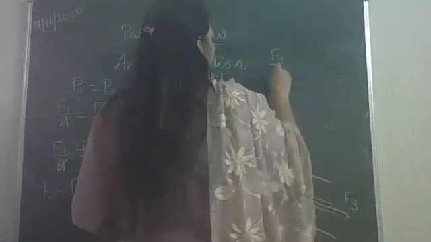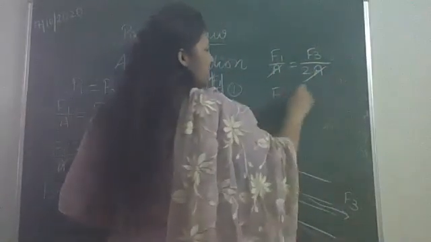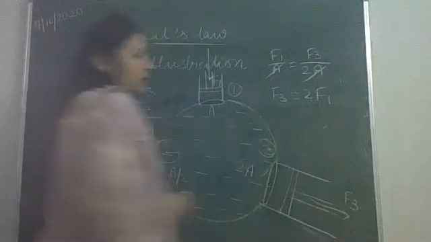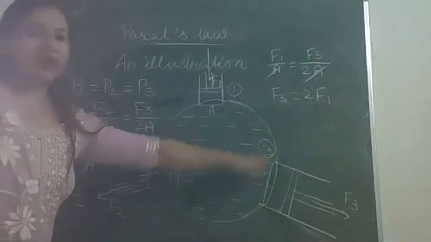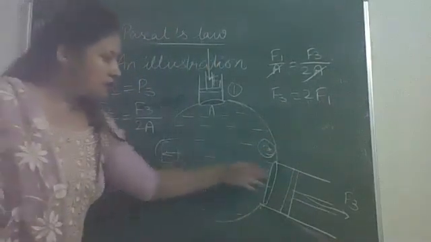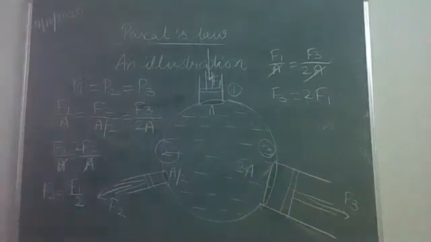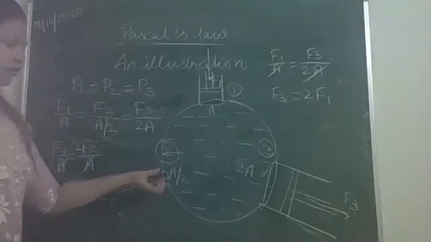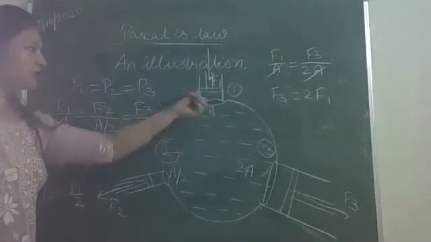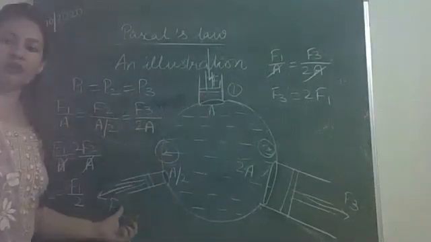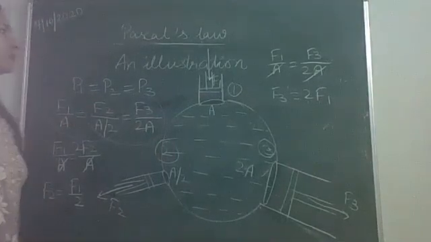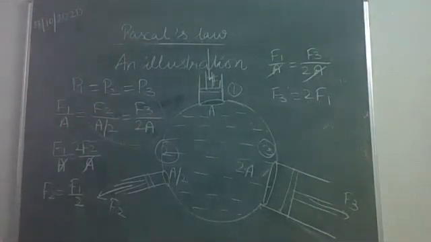Now let us compare first and last term. F1 over A is F3 over 2A. So F3 is twice of F1. Where we had double area of cross section, this piston will also come out with double the force. So it depends upon area of cross section. जहां पे area of cross section half था, वहां force भी जो मैंने apply किया उसका half आएगा. ठीक है? So this is an illustration of Pascal's law.